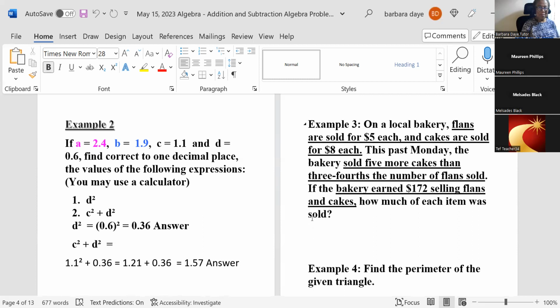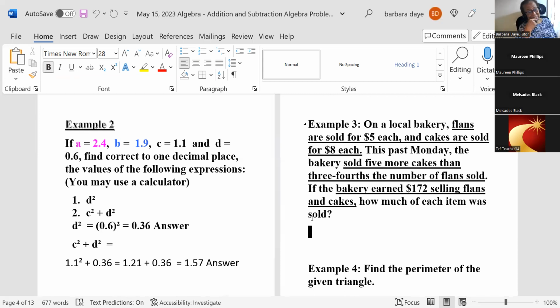What is flans, Miss Barbara? Oh, that's some kind of dessert bread. I think it comes from Spanish. It's kind of like a little light pastry called a flan. I never heard of that. You never heard of that? Look it up after we finish. I will Google it. I've had it. It's quite tasty.